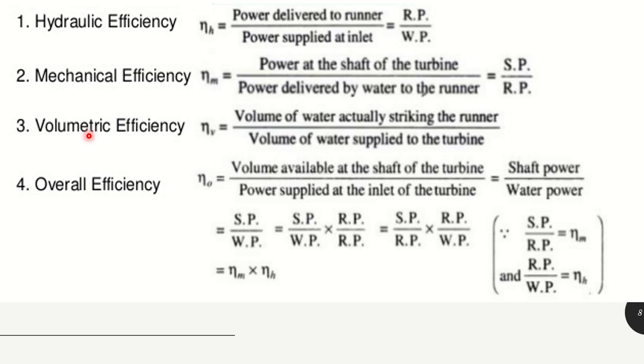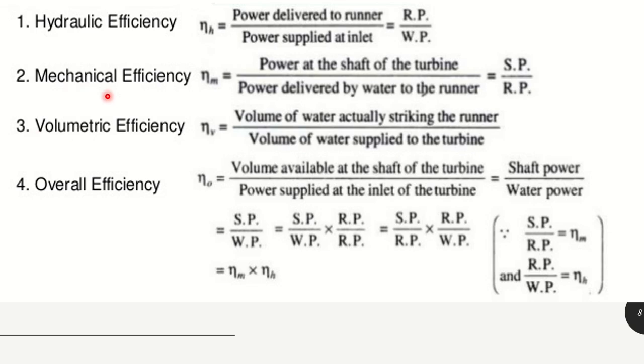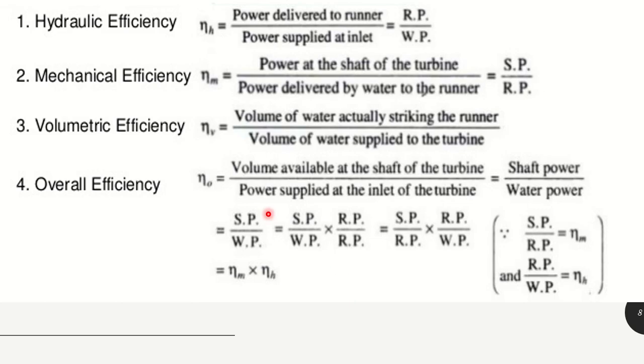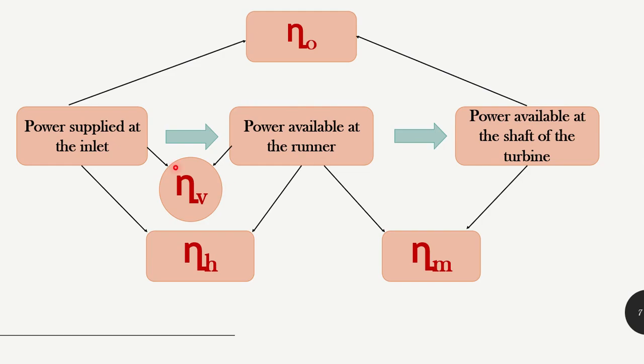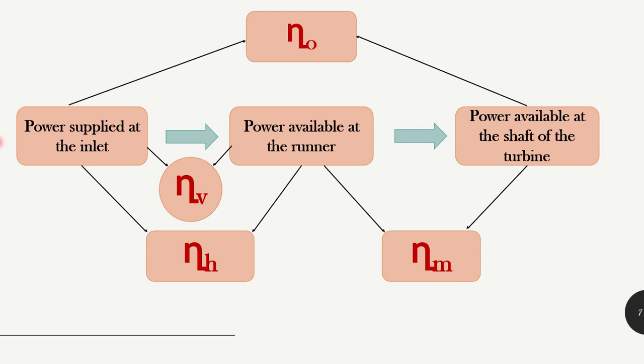Okay. So see here, now you'll understand the definitions. Hydraulic efficiency, as I've told you, is runner power by water power. Next, mechanical efficiency, shaft power by runner power. This is what we have written here. Next, volumetric efficiency: volume of water actually striking the runner by volume of water supplied. As I've told you, in terms of volume you should write. Next, what was the overall efficiency I told you? Shaft power by water power. This is your overall efficiency, as I've told.